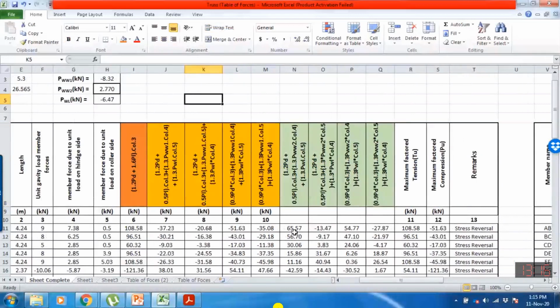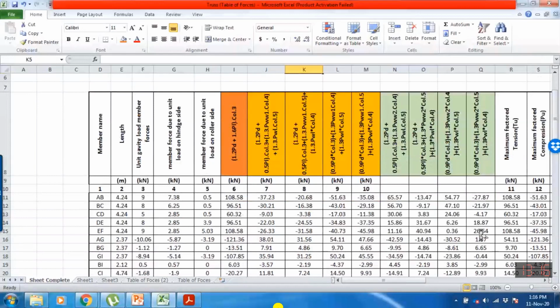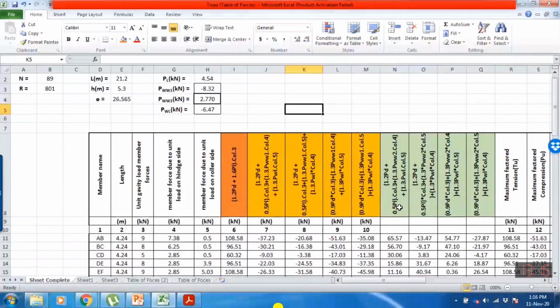Then the same one member, for example this is the member AB, it has different magnitudes of forces due to different load combinations. So it means that during its service life, the structure or truss might be subjected to these 9 types of loads. So due to each load, let me correct the numbering.